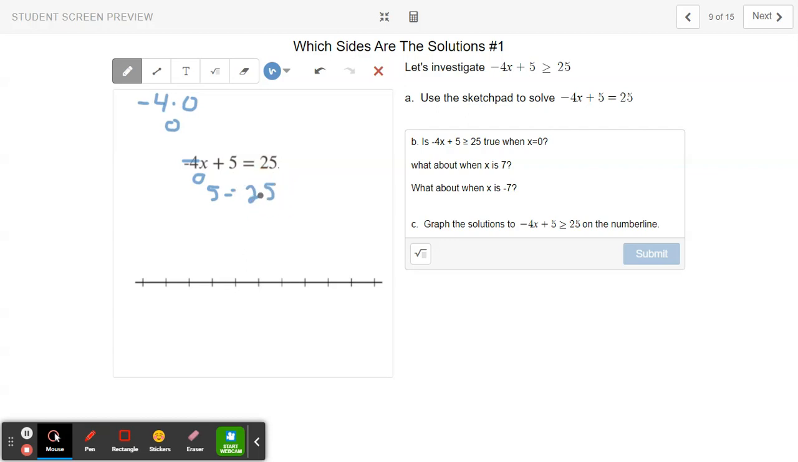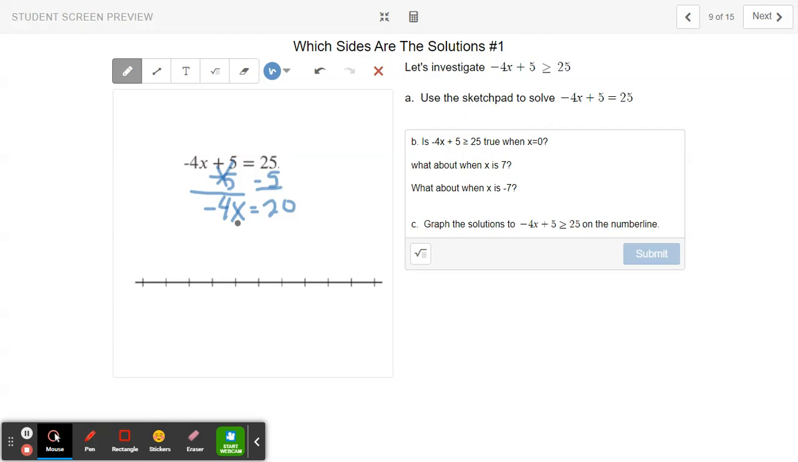All right, so I guess I should read a little more carefully. We're supposed to solve this equation first on the sketch pad. In order to solve this equation, we have to solve equals 25 first. So I want to get my x's by themselves. We're going to subtract 5 from both sides, leaving negative 4x on this side, because these cancel. But then I have to subtract 5 from here, which gives me 20, right?